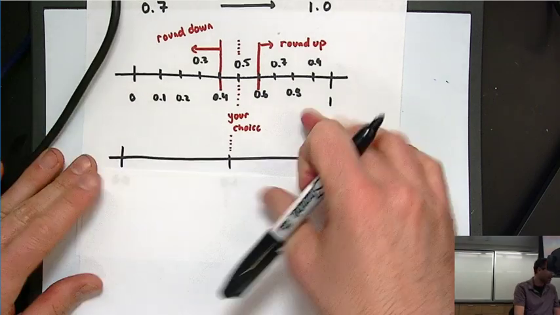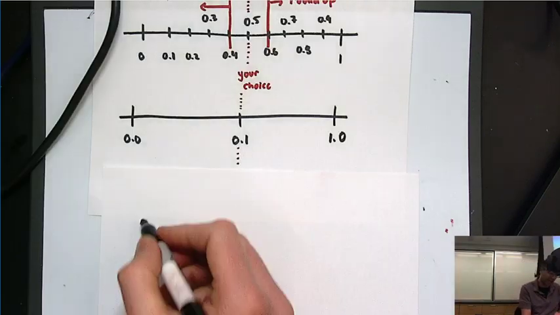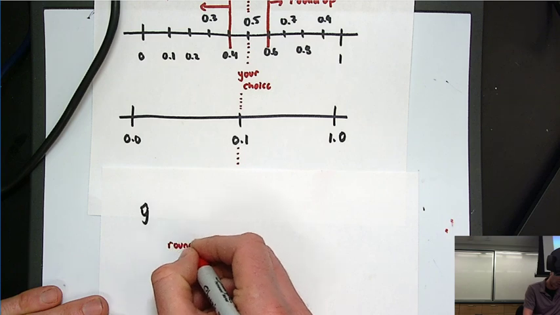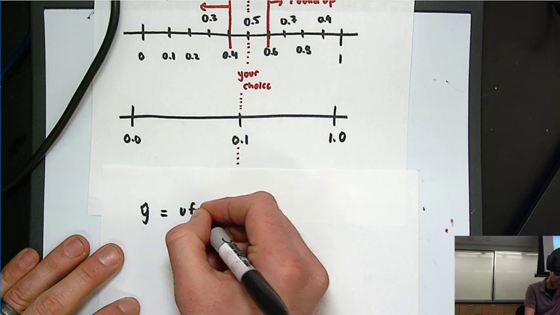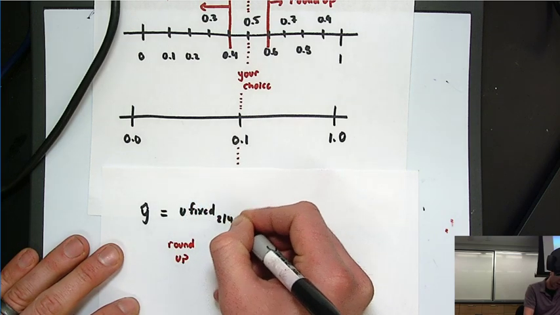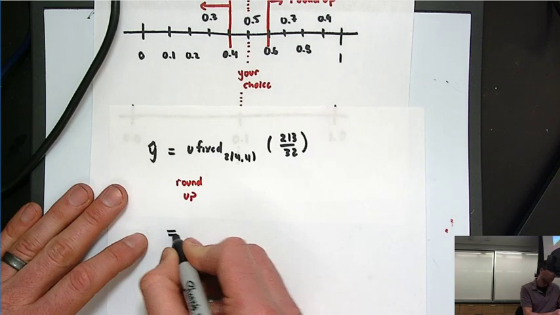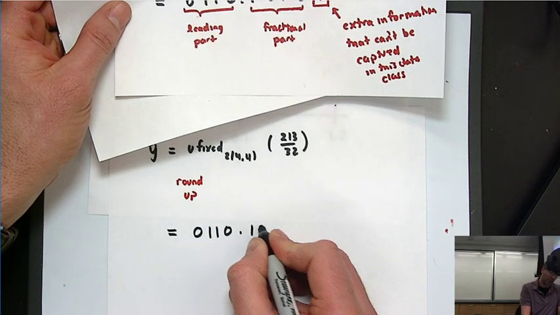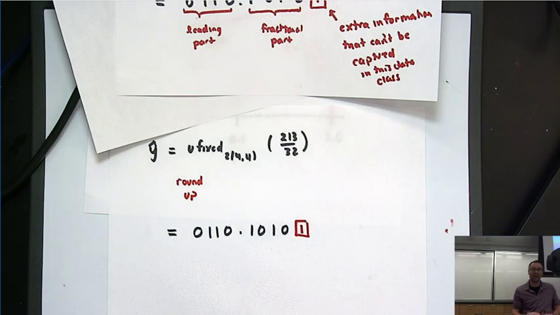In any situation, though, whatever choice that we make, so if we chose to round up, what would happen associated? So if I look at y hat, let's suppose that now we're going to use the rounding rule, round up. So when I take u fixed 2 of 4 comma 4 associated with 213 over 32, well, 213 over 32 was this number, right? So it's 0.1010. There's an extra bit of information. What was the claim that we made there?